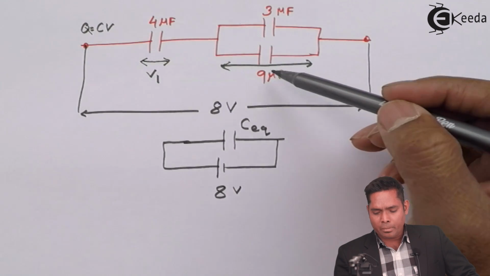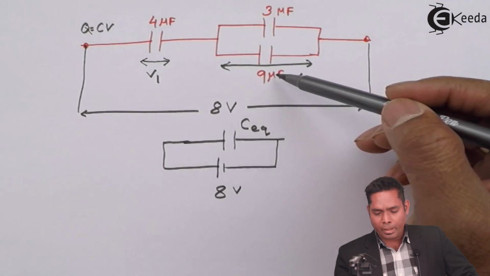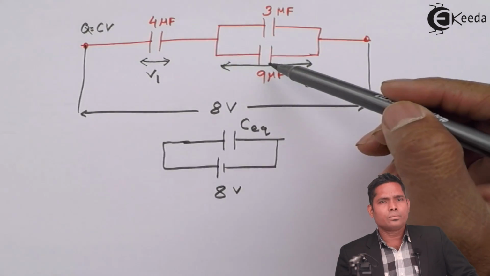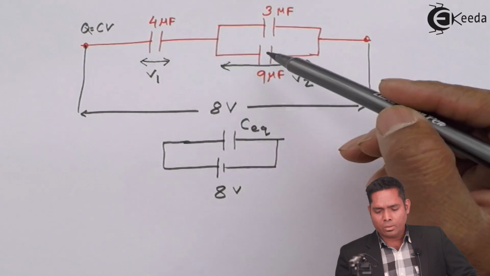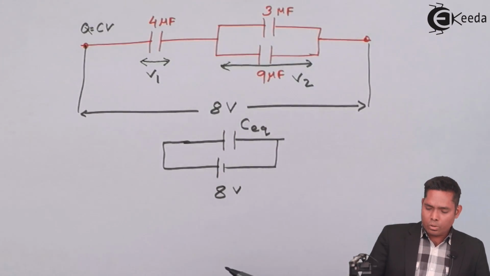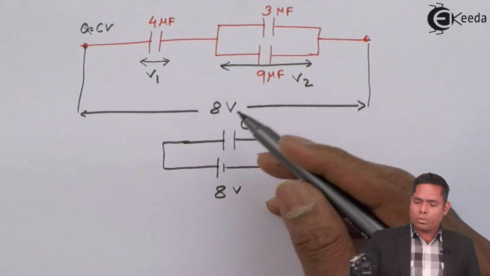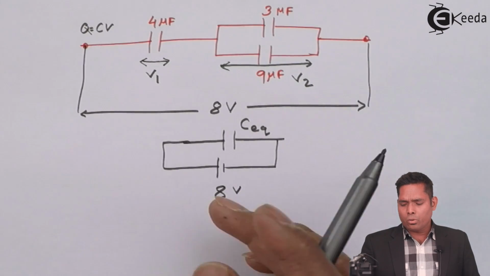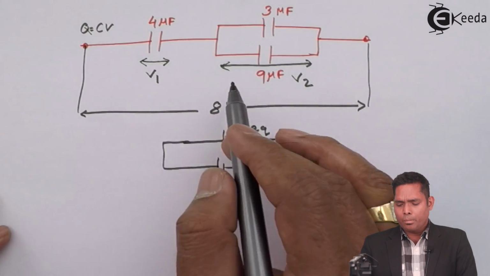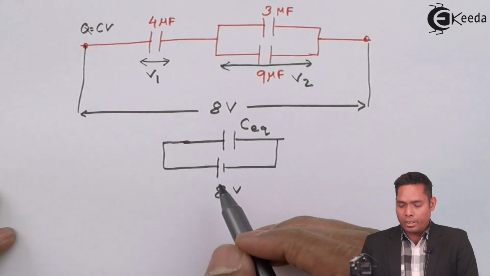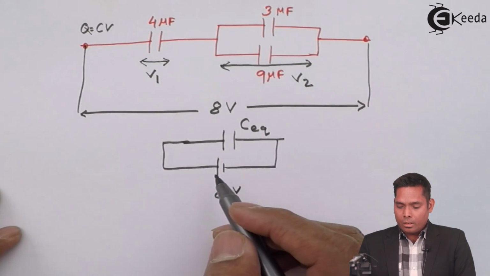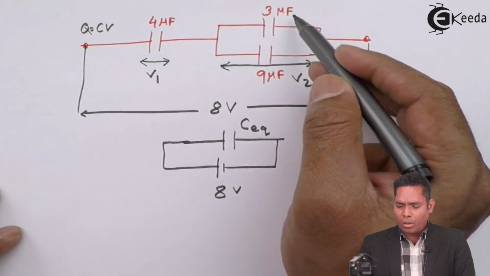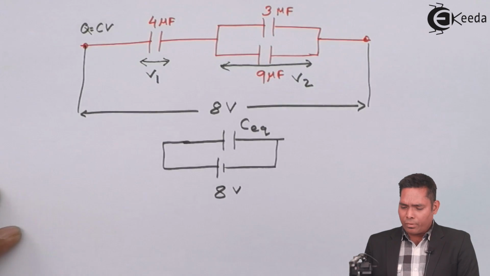Then if I know V2, I can multiply that with the 9 microfarad capacitor, CV, that will give me the charge over here. So this charge over here and this charge over here, I will add up. So this way you can find the equivalent and then solve it, or you can directly distribute the potential difference. So we can do both ways. Let us first solve this way by dividing the potential across the capacitors. Now this is 4 microfarad, and the combination of these two is how much microfarad?